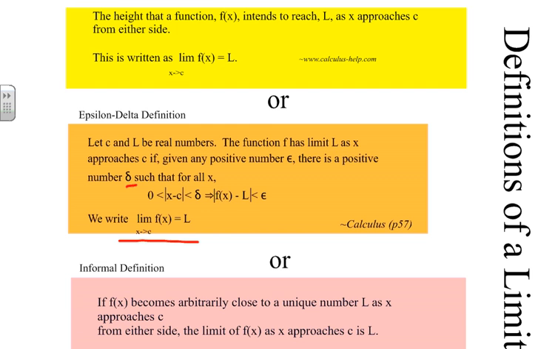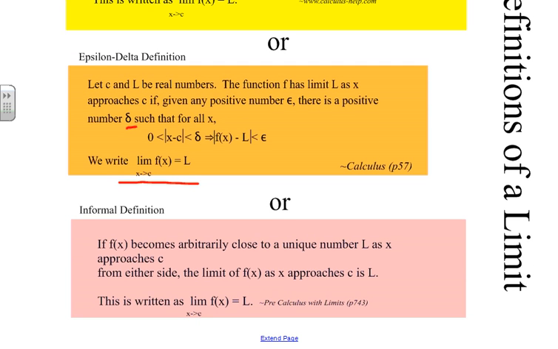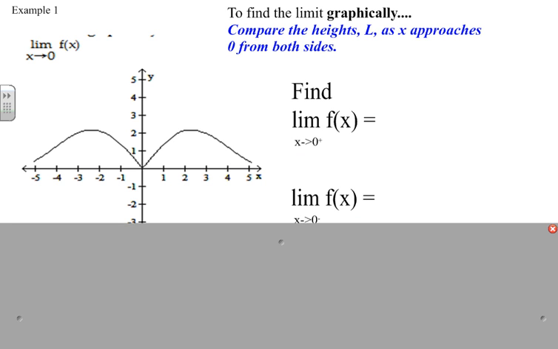Or the informal definition, which you see in a lot of different places, is that f of x, the output, becomes arbitrarily close to a unique number L as x approaches c from either side. Okay, the limit of f of x as x approaches c is L. Well, let's look at some examples that would maybe help us figure this out.